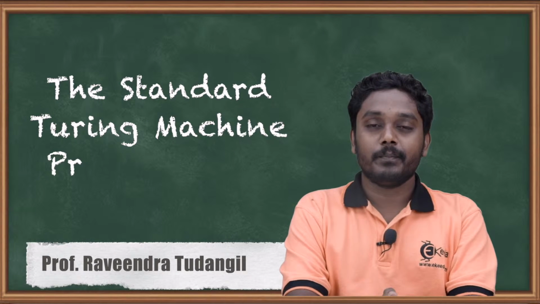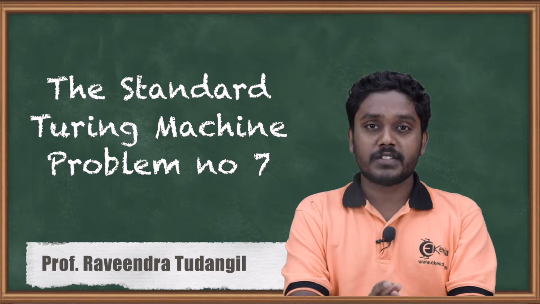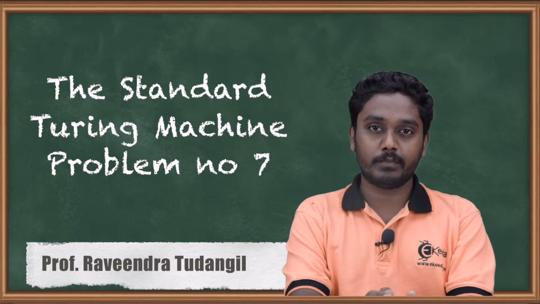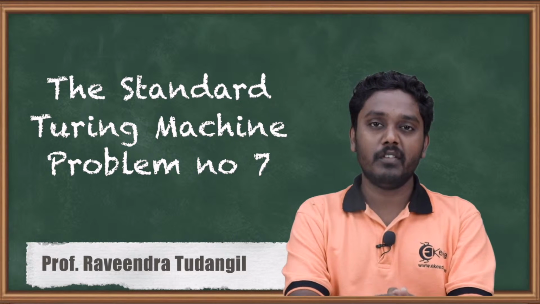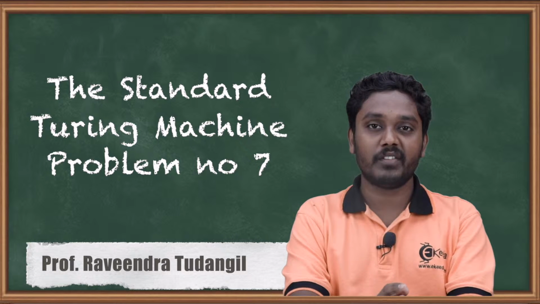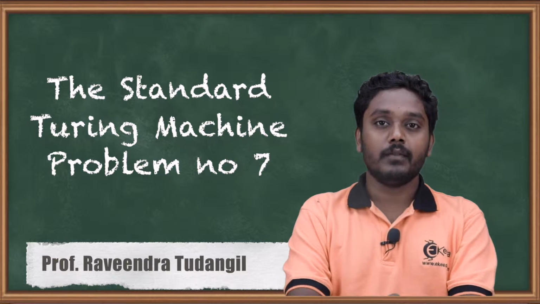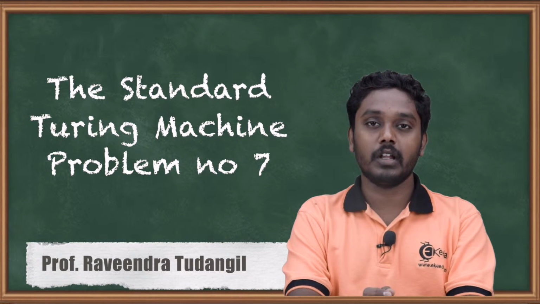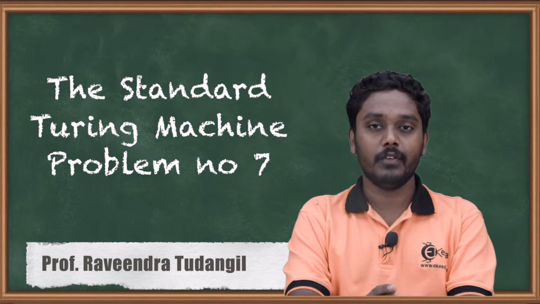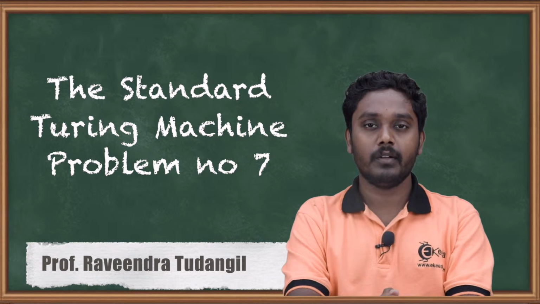Hello friends. The next question is to construct a Turing machine to accept the language a to the power n, b to the power 2n. That means a number of a's followed by twice that number of b's. We have already designed a Turing machine for the language a to the power n, b to the power n. The logic would be similar. First, let us start with the construction of the TM itself.